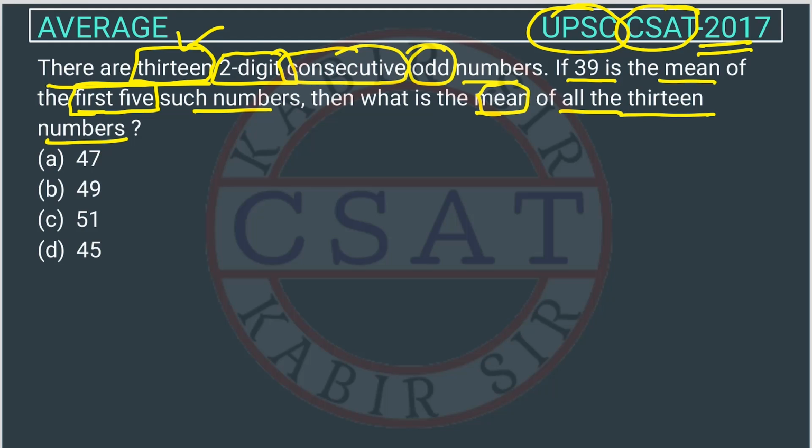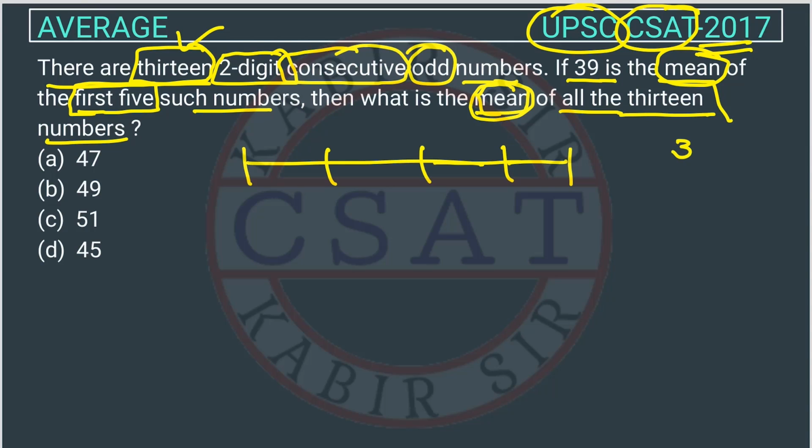So first of all, don't get confused. They have given here mean. So mean and average are the same, right? So you can assume average, right? So what have they given? They have given these are 5 numbers, 1, 2, 3, 4, 5. Right. So they have given the mean of these 5 numbers is 39.